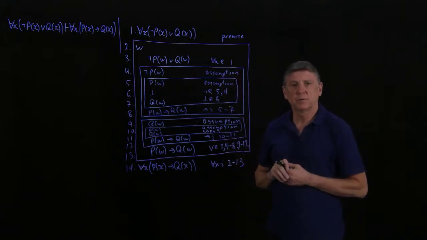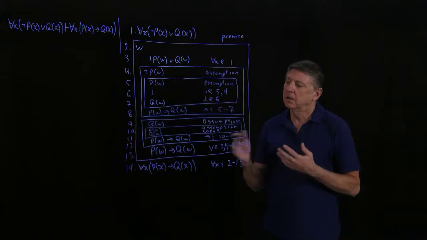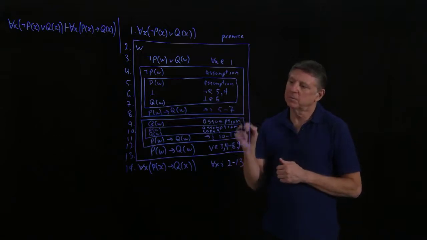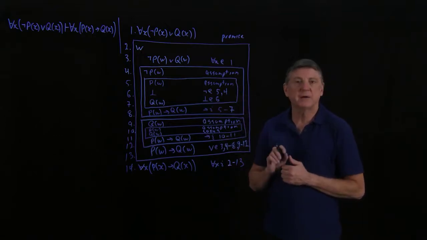One good homework problem for you to do would be, you could redo this inner part of the proof, and you could do it using backward reasoning first.